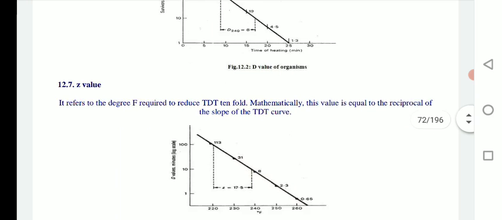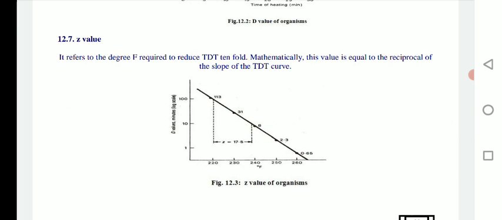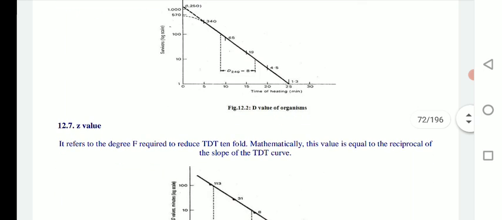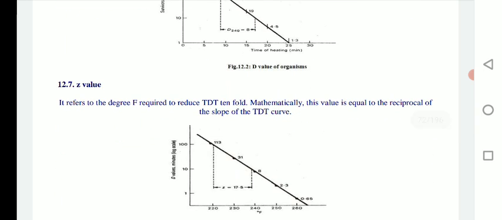Okay. Then next, Z value. It refers to the degrees Fahrenheit required to reduce TDT tenfold. So what is meant by Z value? It is the temperature. It refers to the degrees F required to reduce thermal death time tenfold. Mathematically, this value is equal to the reciprocal of the slope of the TDT curve.